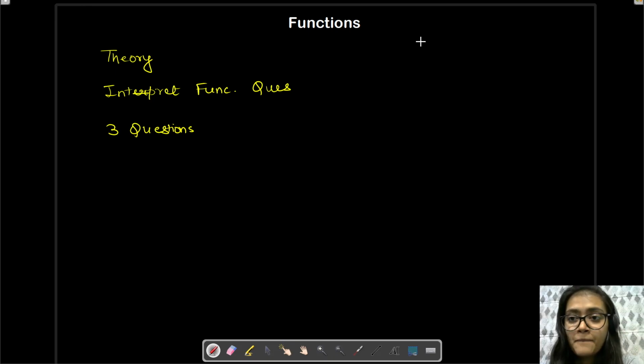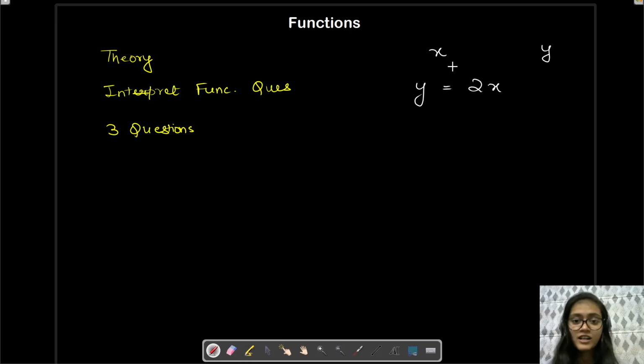So what are functions? Functions are nothing but relations. A relation is basically a relationship between two quantities. If you have a quantity x and a quantity y, then you can have any type of relationship between these two quantities. For example, y can be equal to 2 times x. This is a relationship between x and y. y can be equal to 2x plus 3. This is also a relationship between x and y. These are all called relations, and some special relationships are called functions. We will discuss the difference between relations and functions in detail in some other video.